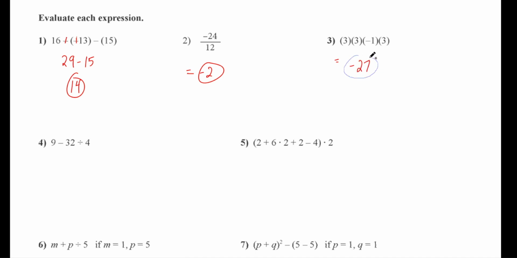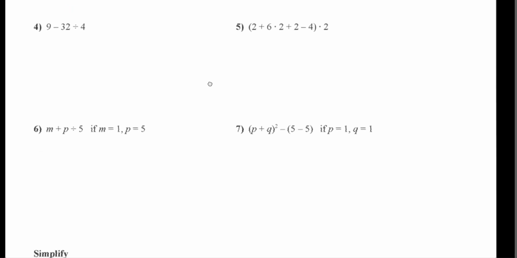All right. That's all right. I'm letting you use a calculator. So if you have something like this, you're not sure about your multiplication tables, then use your calculator. All right. Here we go. What about this one? This is a little different. 9 minus 32 divided by 4. You got to divide first.